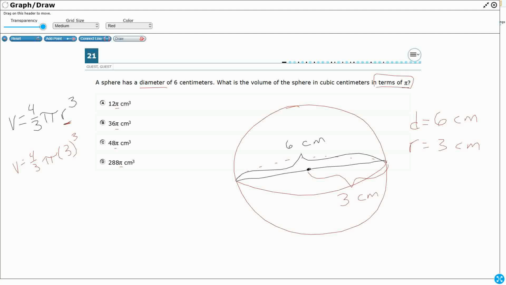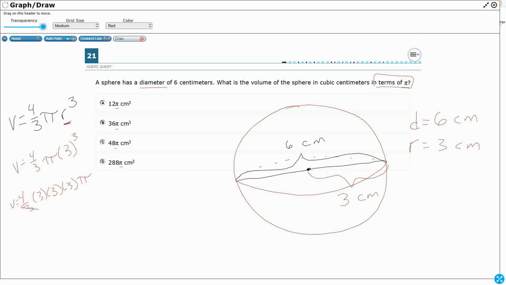So that does not mean 3 times 3. That means 3 times itself 3 times. So if we want to look at it, you can do it like this. V equals 4/3. And I'm just going to move that pi to the end because we don't need that right now. Times 3 times 3 times 3, which is 27. 3 times 3 is 9. 9 times 3 is 27. But if you leave them separate like that, you can do this, right?